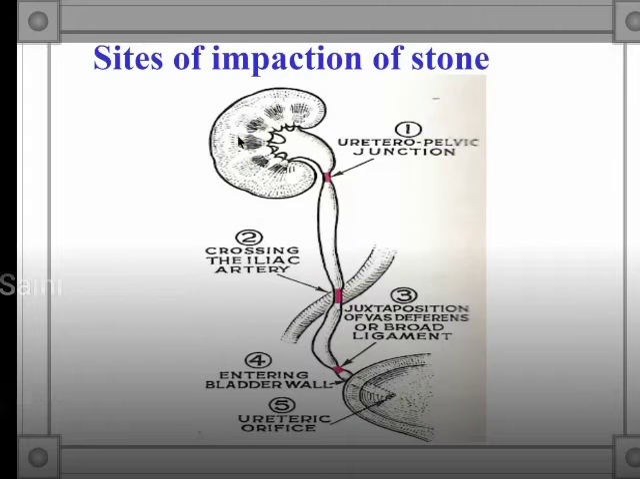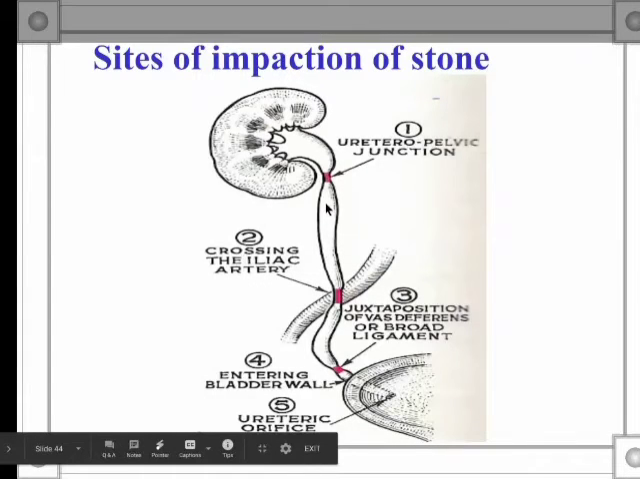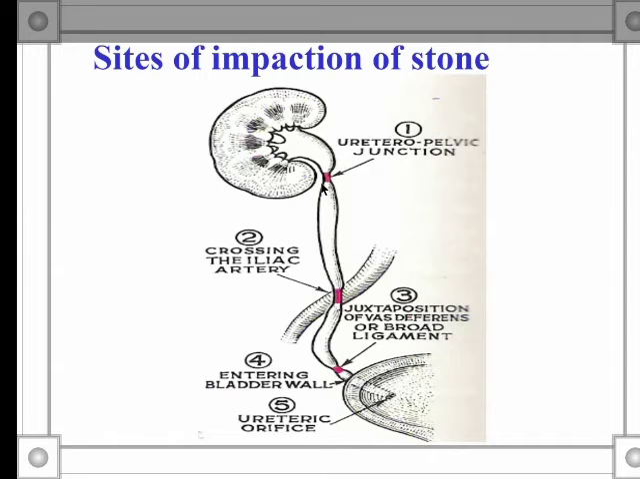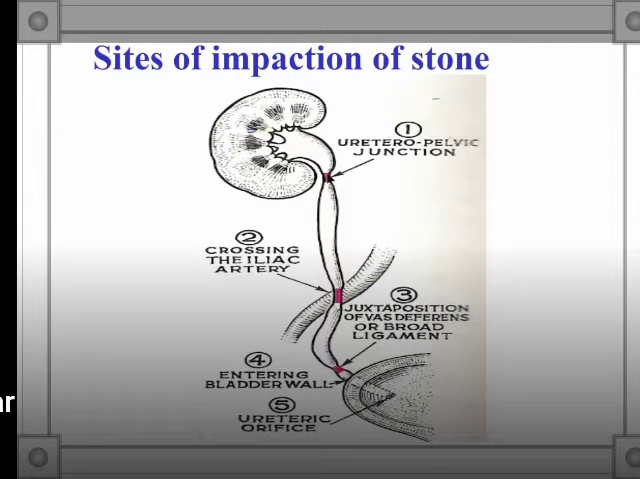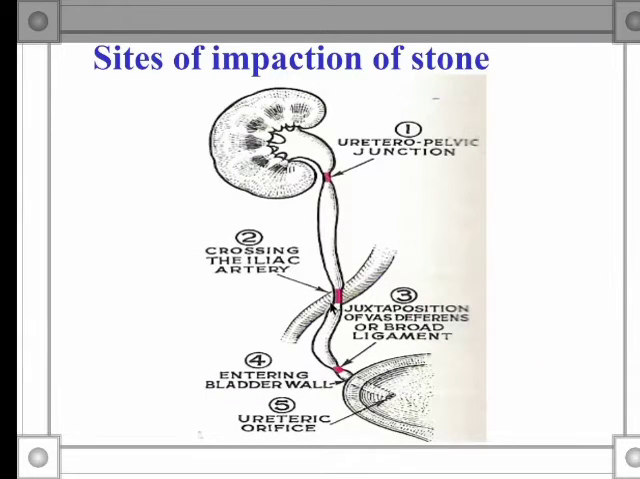So first they are in the renal parenchyma, that is nephrolithiasis, then in the calyces, then in the renal pelvis, pelvic junction, the upper ureter, middle ureter, lower ureter, and then they can get impacted at these narrowings. They are normal anatomical narrowings. One is the pelvic junction, then where this ureter crosses the iliac artery. So this is the second constriction.